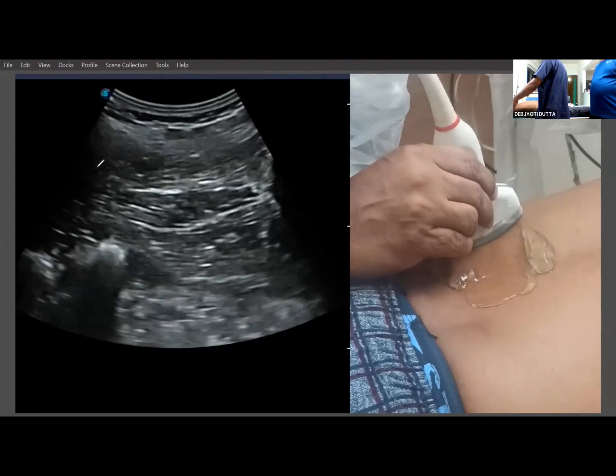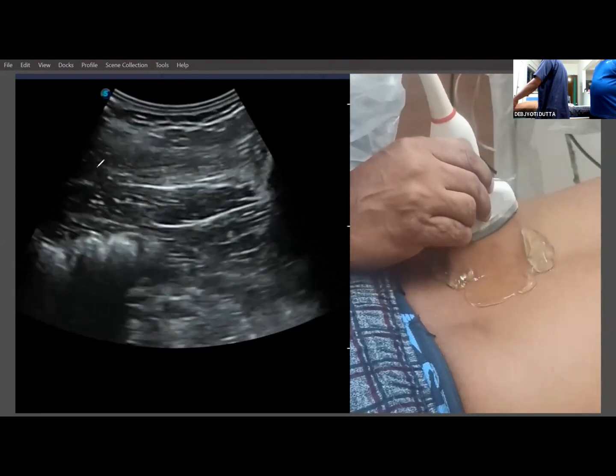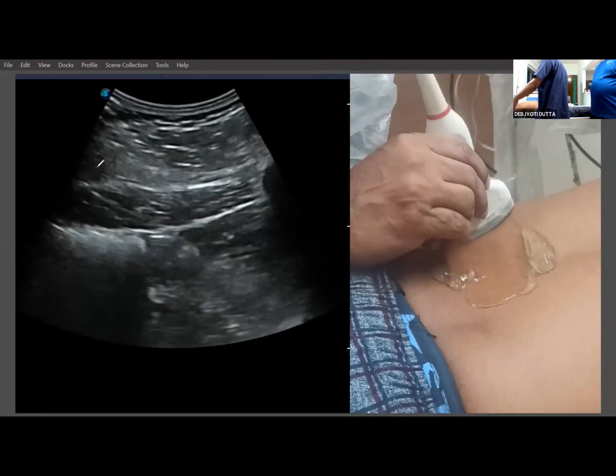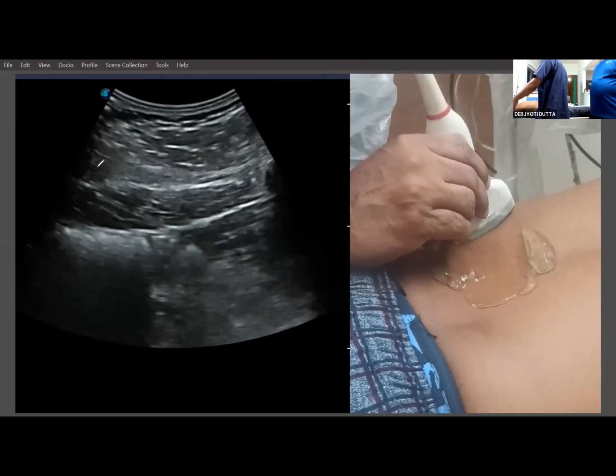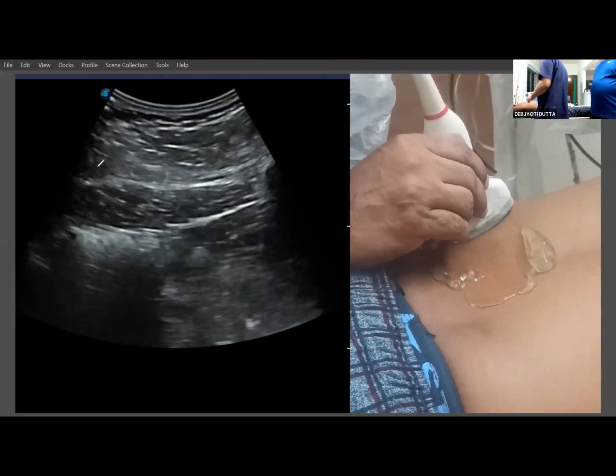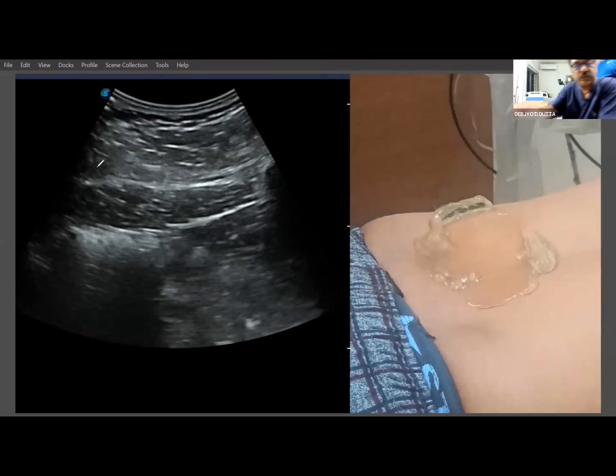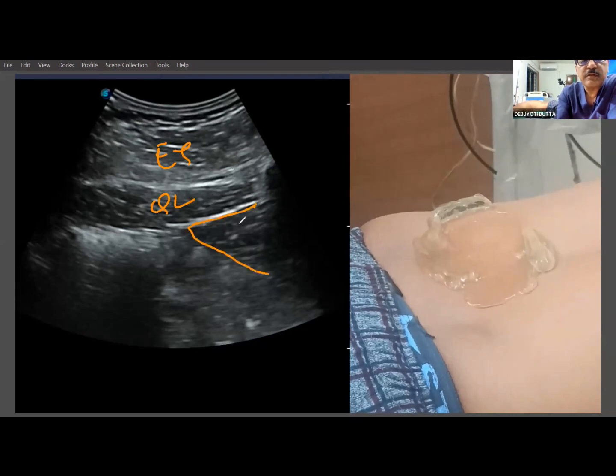And if you are going more laterally, then the quadratus, QL, the two thoracolumbar fascia, now here you see the psoas has disappeared. Now here you see, this is your erector spinae, this is quadratus lumborum, and this is your psoas.